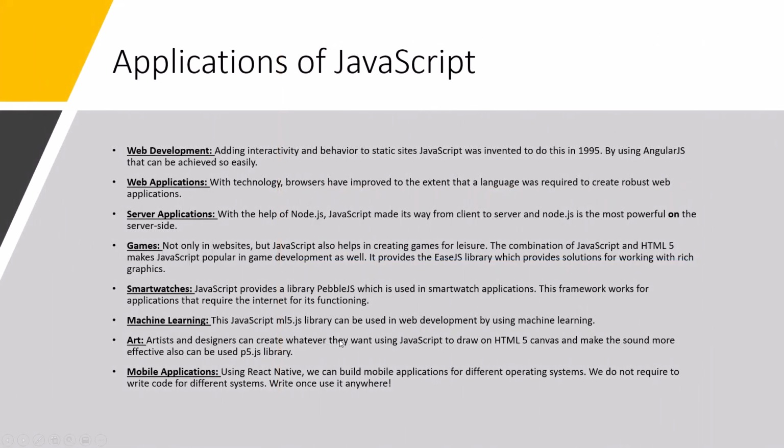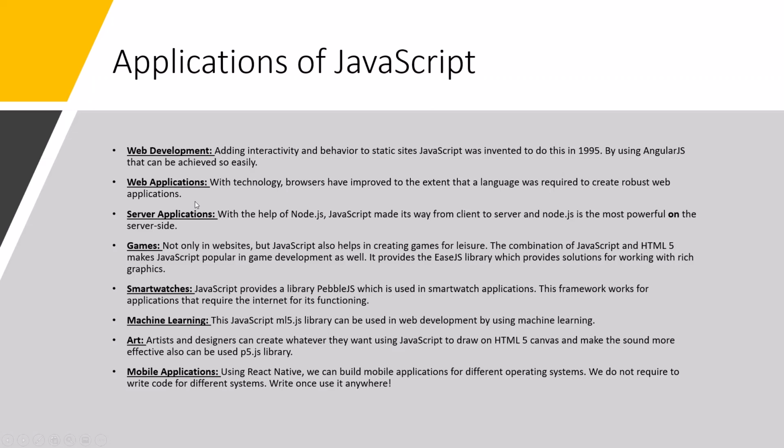Next is applications of JavaScript. There are many applications in which we use JavaScript. I have given some examples here. One is web development. As I said, adding interactivity and behavior to static sites. JavaScript was invented to do this in 1995, and by using AngularJS that can be achieved so easily. So AngularJS is used for web development.